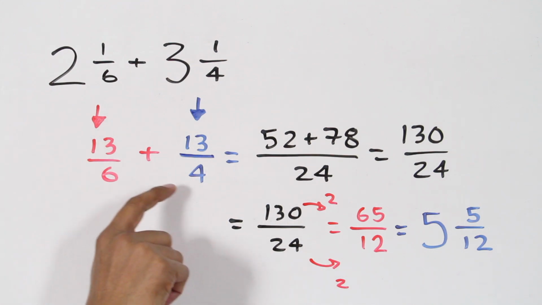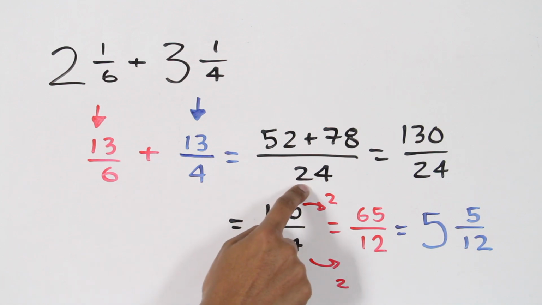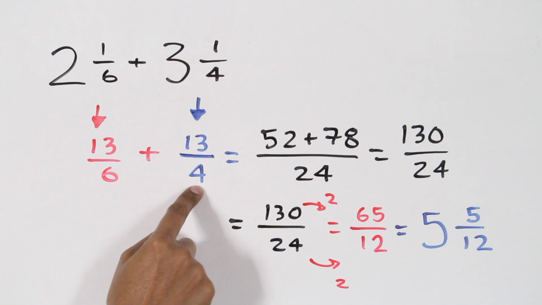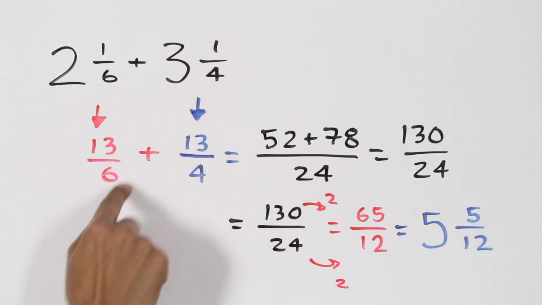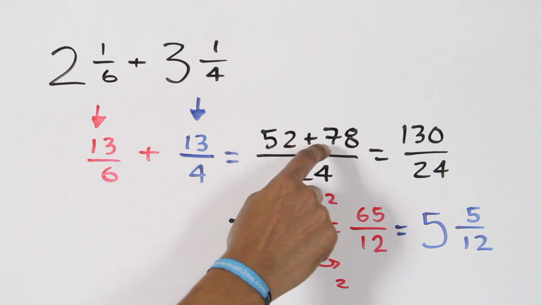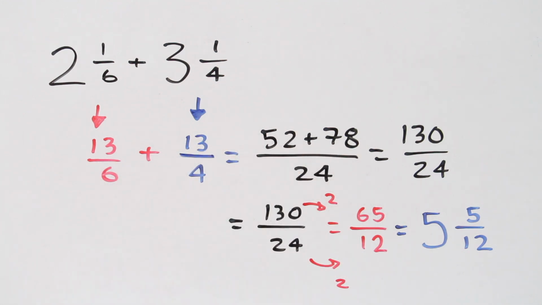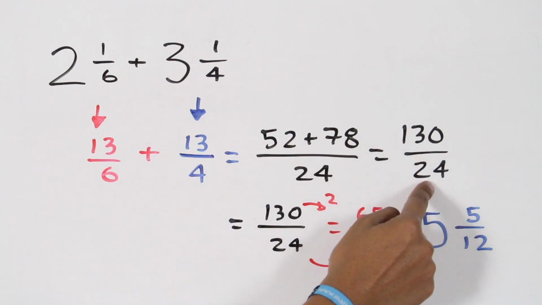First, multiply straight all the bottom numbers. 6 times 4 equals 24. Then multiply 13 times 4 equals 52. And finally, 6 times 13 equals 78. We copy the same plus signs. We add them up to get 130 over 24.